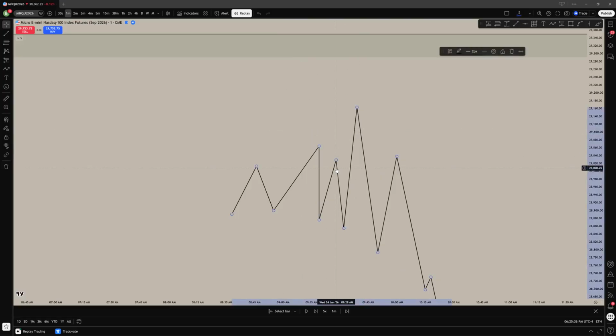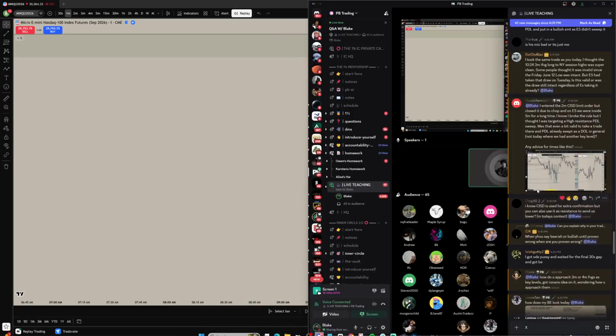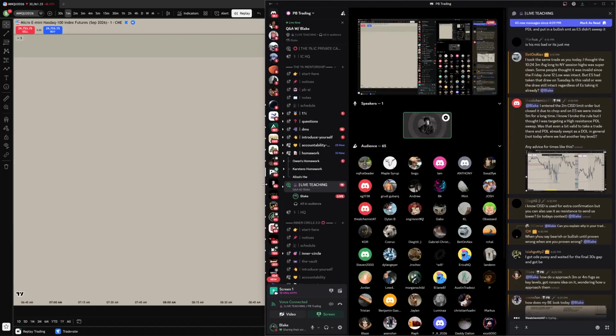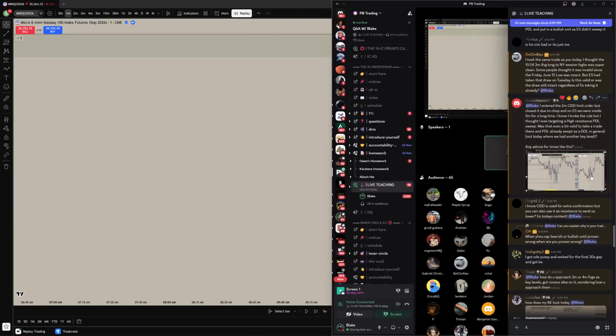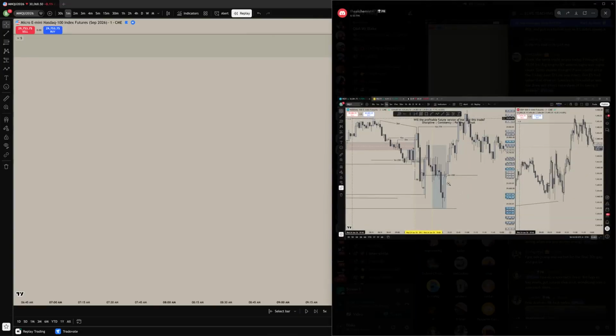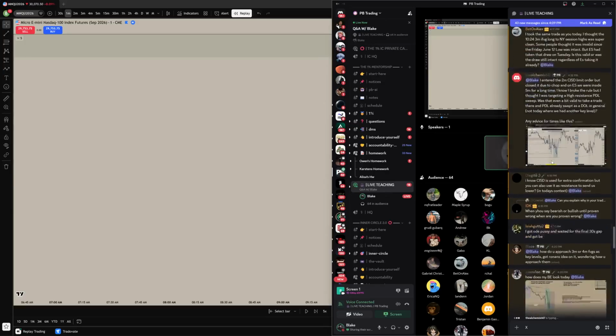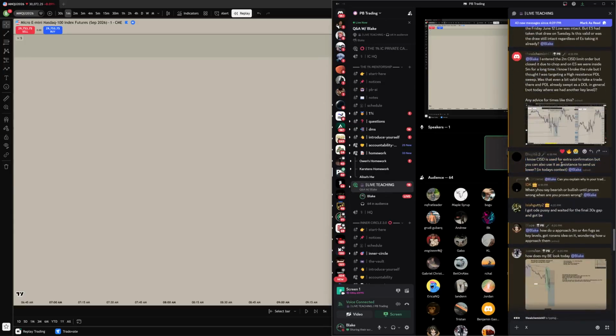So if we take out a low that is extremely, like a previous day low, it is still a pretty big draw on liquidity. It is something that you shouldn't be limit ordering like whatsoever. This just looks like FOMO in my opinion. I know CIC is used for extra confirmation. You can also use it as, yes, exactly.